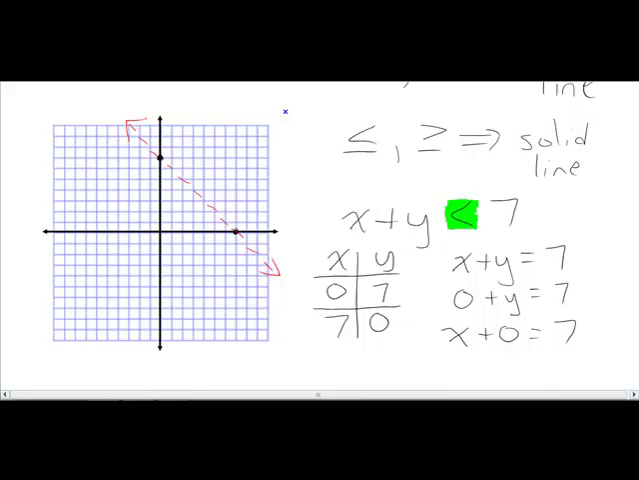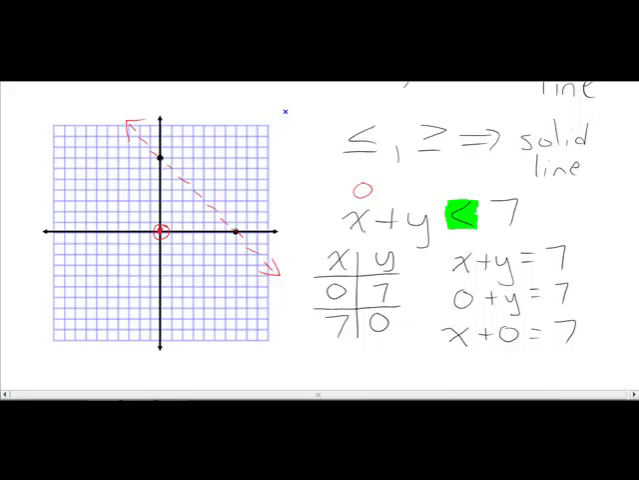So that's the line, but now all we've graphed is x plus y equals 7. We need to know which side of the line satisfies our inequality. The easiest way to do this is pick a test point. Pick a point on either side of the line. Whenever the line does not go through 0, 0, I always choose 0, 0 because it's going to be the easiest point to plug in and test. So let me take that point right there, 0, 0, and I'm going to plug it in.